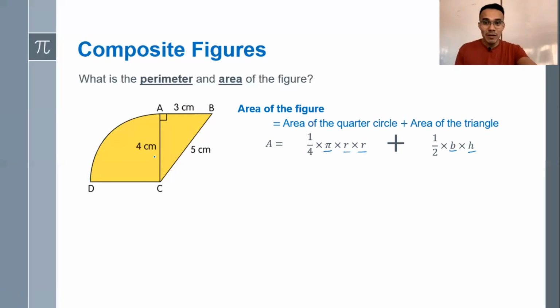Let's go back to the given figure. Let's start with pi. Since the pi is not specified, then let's just use 3.14 for pi. And what about the radius? The radius is 4 centimeters. This is the radius. This is also 4. Next, what about the base? This is going to be the base, the 3 centimeters. And this is going to be the height. Did you get that? The height of the triangle.